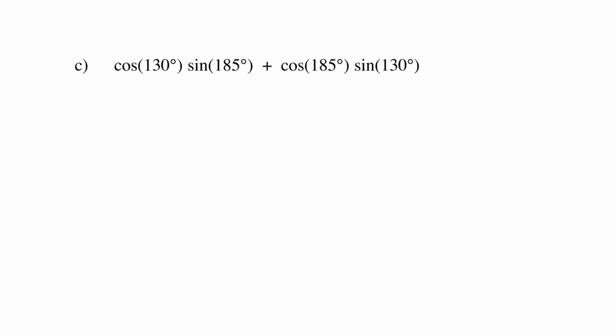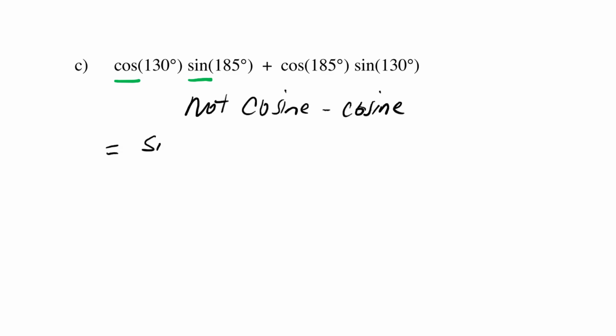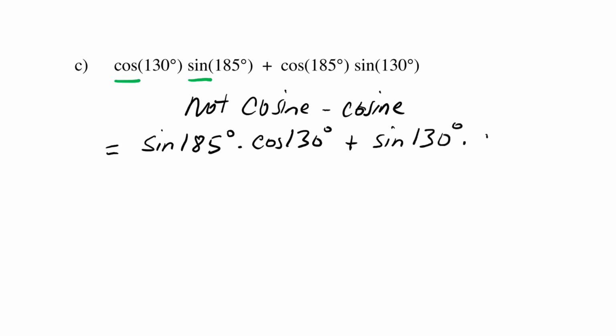Okay, this one starts with cosine. So you'd think, well, maybe cosine cosine, but it's not cosine cosine, as we see. That's interesting. You know what I think it is? It's just written in the wrong order. So let's rewrite it, writing it with sine first. So sine of 185 times cosine of 130, and then sine of 130 times the cosine of 185. So sine cosine plus sine cosine. This pattern is the sine of a sum.